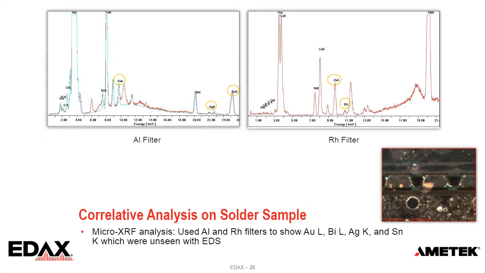So we put the sample in the Micro-XRF, found the same spot, and analyzed it. We used aluminum and rhodium filters to increase the peak to background ratio. In the Micro-XRF spectra, we are able to see the gold L line, bismuth L line, silver K line, and tin K line. Those lines were unseen with EDS.